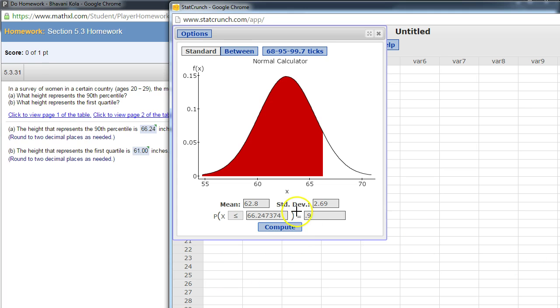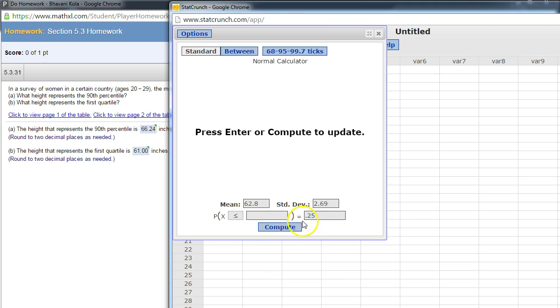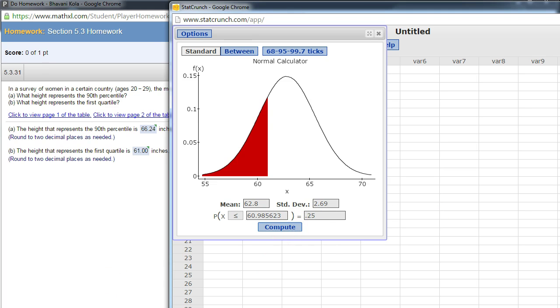And when you see that, 66.24 represents the 90th percentile. And that's exactly what my answer is. And now for the 25th percentile, the first quartile, which is 25%, so 0.25, and it is 60.98, rounding it off, which gives me 61.